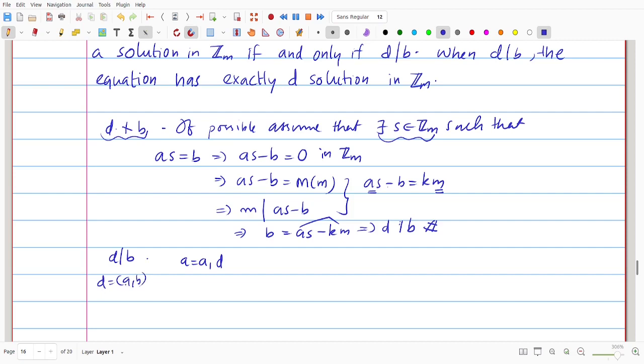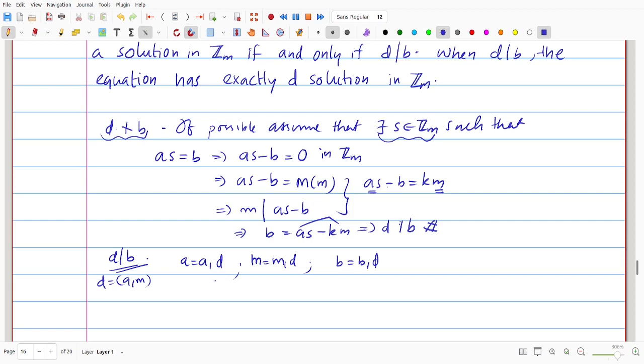So A is a multiple of D. This M is also a multiple of D. So A can be written as A1 into D, and this M can be written as M1 into D. And we also assume that D divides B, then B is also written as B1 times D. Now we need to show that this equation Ax equal to B has a solution. So how will you write that equation?